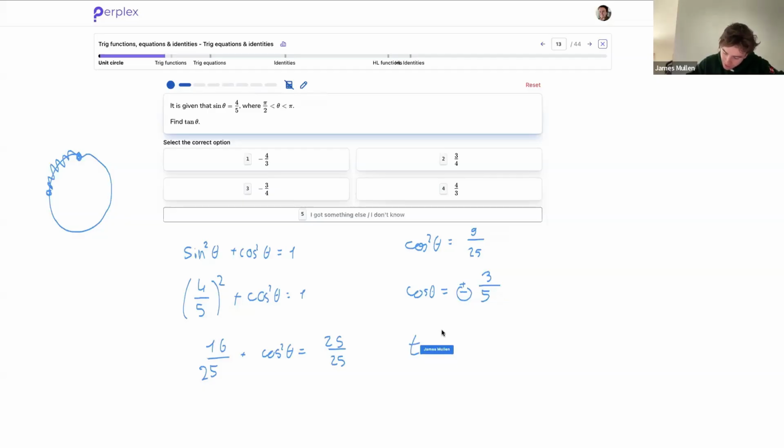And then I remember that tan of theta is equal to sine of theta over cos of theta. In other words, I know that sine of theta is 4 over 5, and that cos of theta is negative 3 over 5. This gives me negative 4 over 3. Okay, that is my answer.